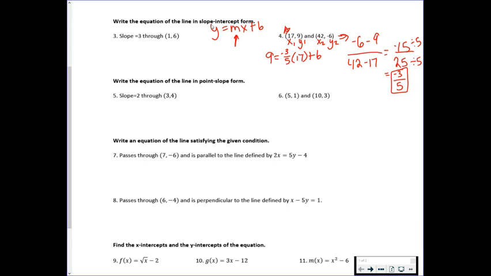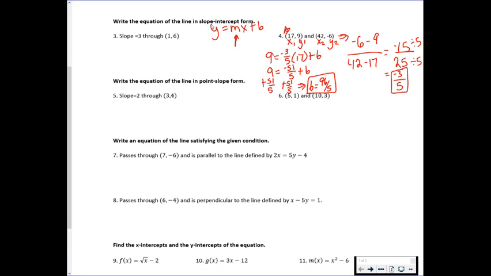Okay, now we're going to solve for b. 9 equals -3 times 17, which is -51, over 5, plus b. Add 51 over 5 to both sides, just to get b all by itself. Then we end up with b equals 96 over 5. And there's the other missing piece.